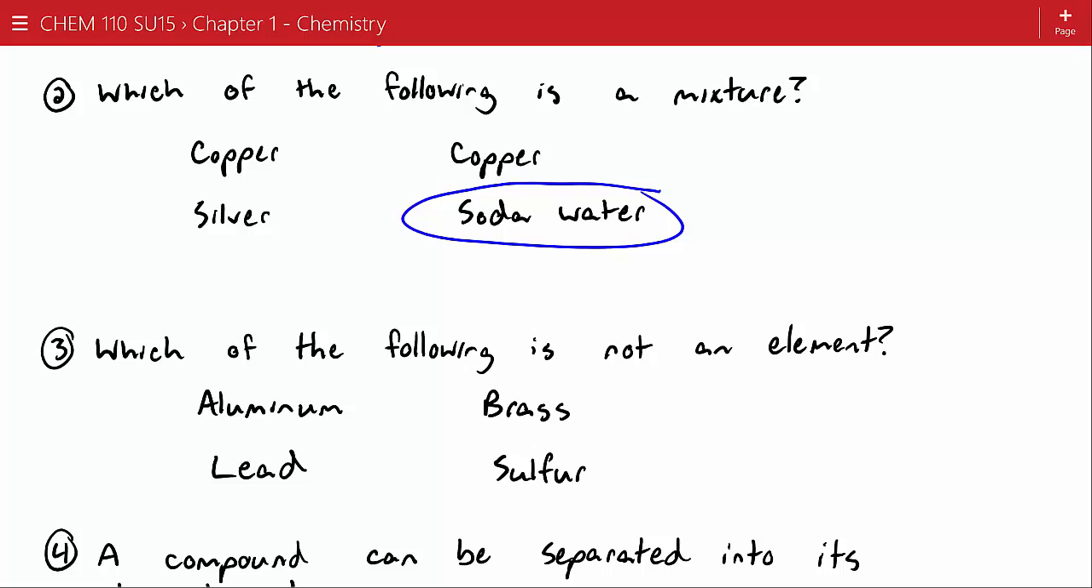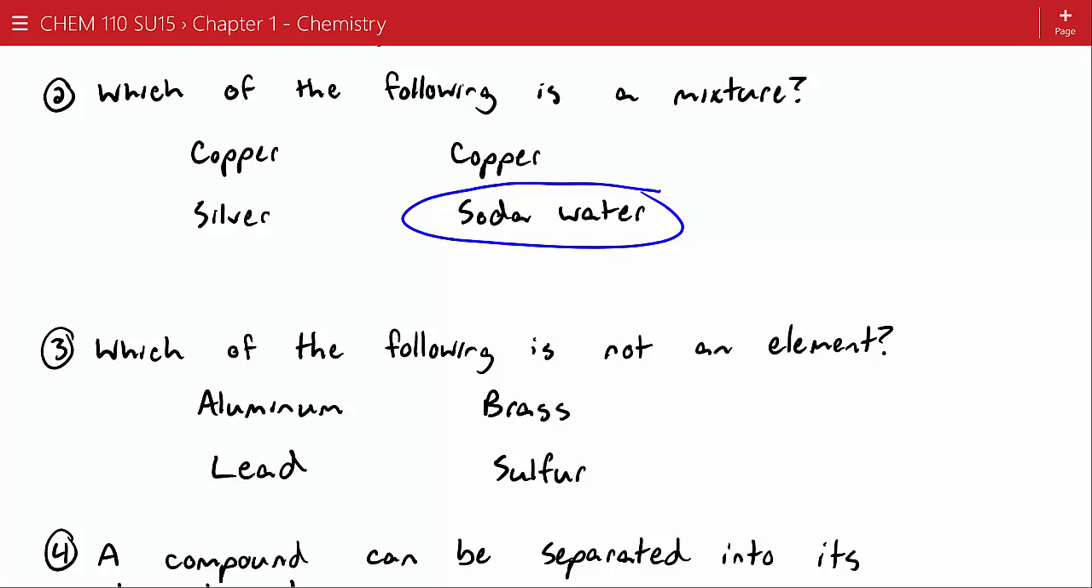All right, which of the following is not an element? Aluminum, brass, lead, or sulfur? So let's look at the periodic table. We've got aluminum, Al, number 13. Brass, some people would say B, but B is actually boron. So brass isn't on there. But let's check the other ones just to make sure. We've got lead, which is Pb, which is kind of weird.